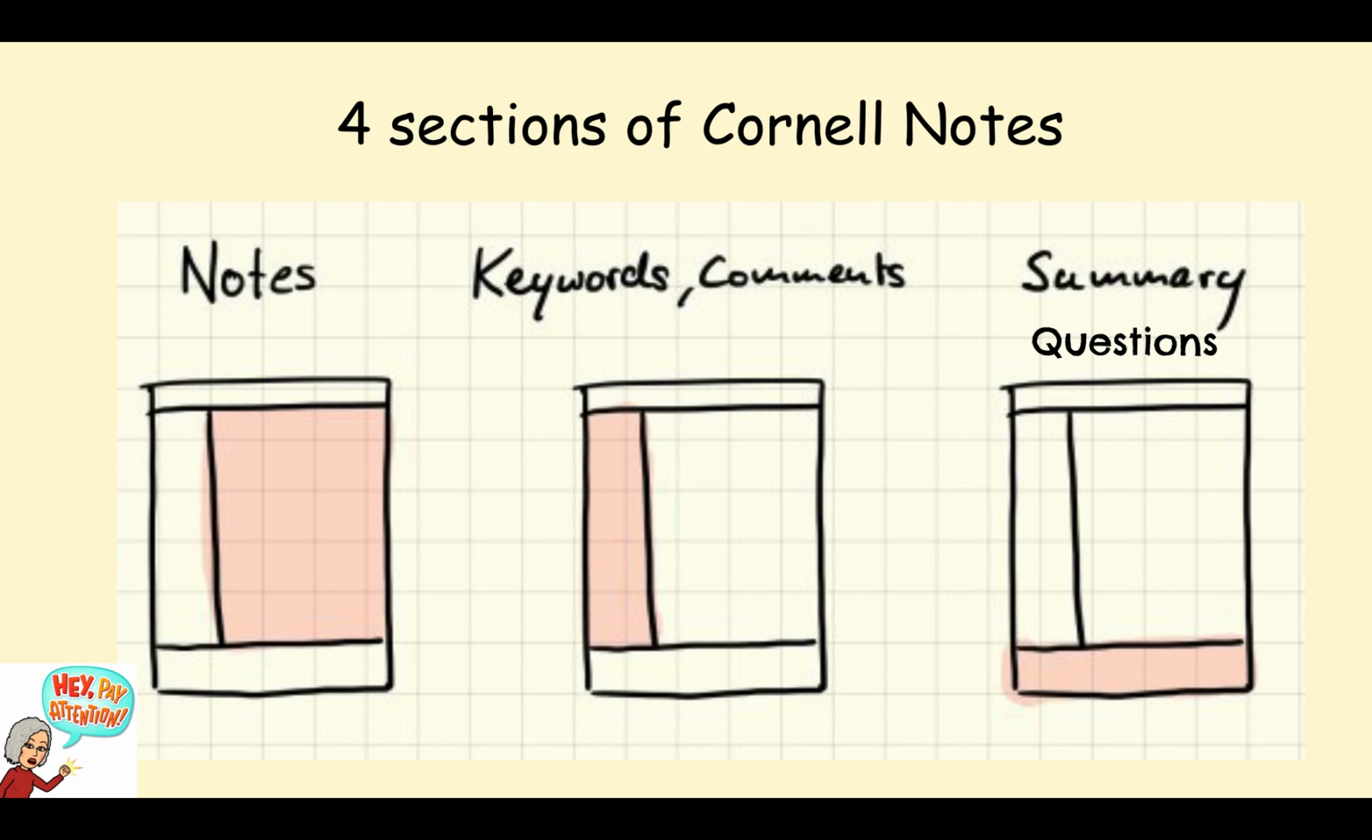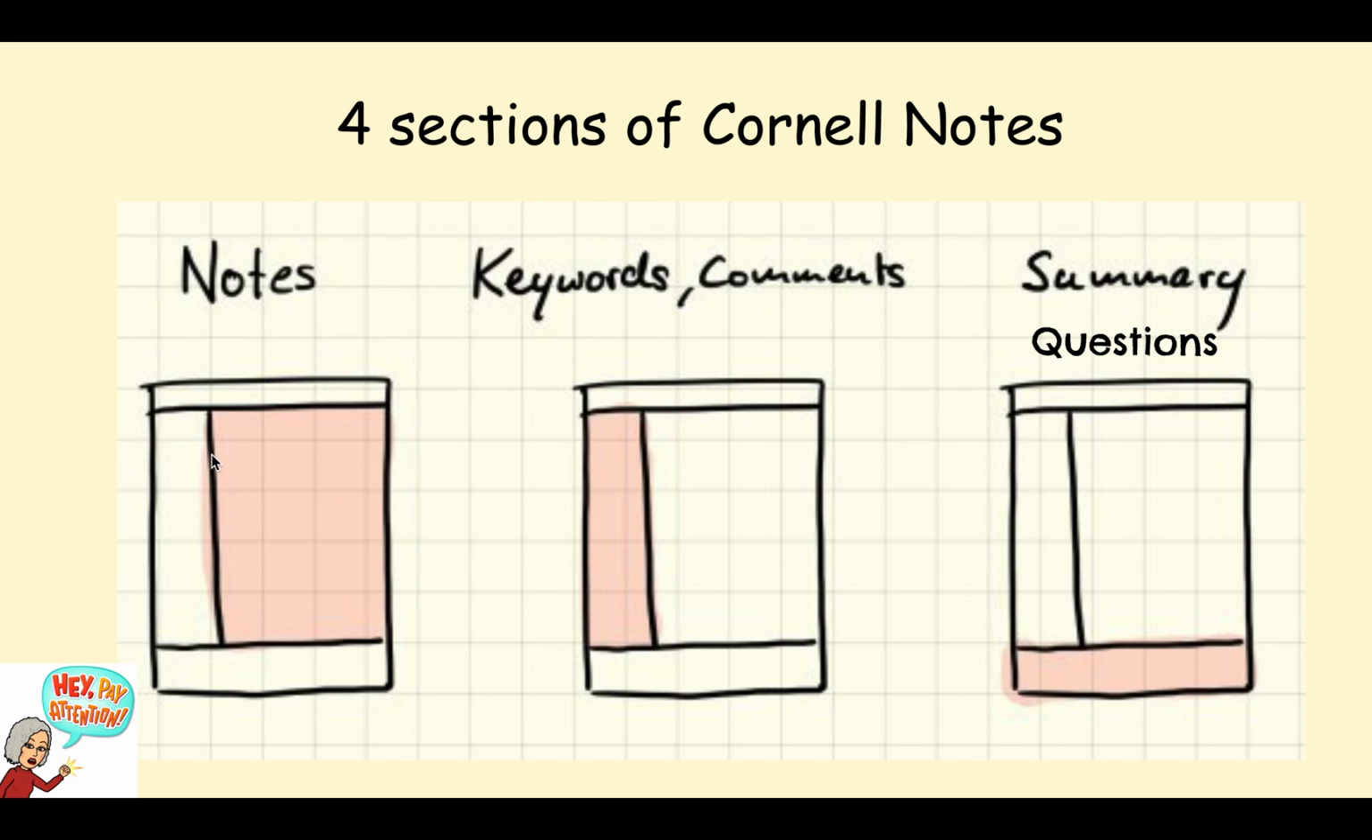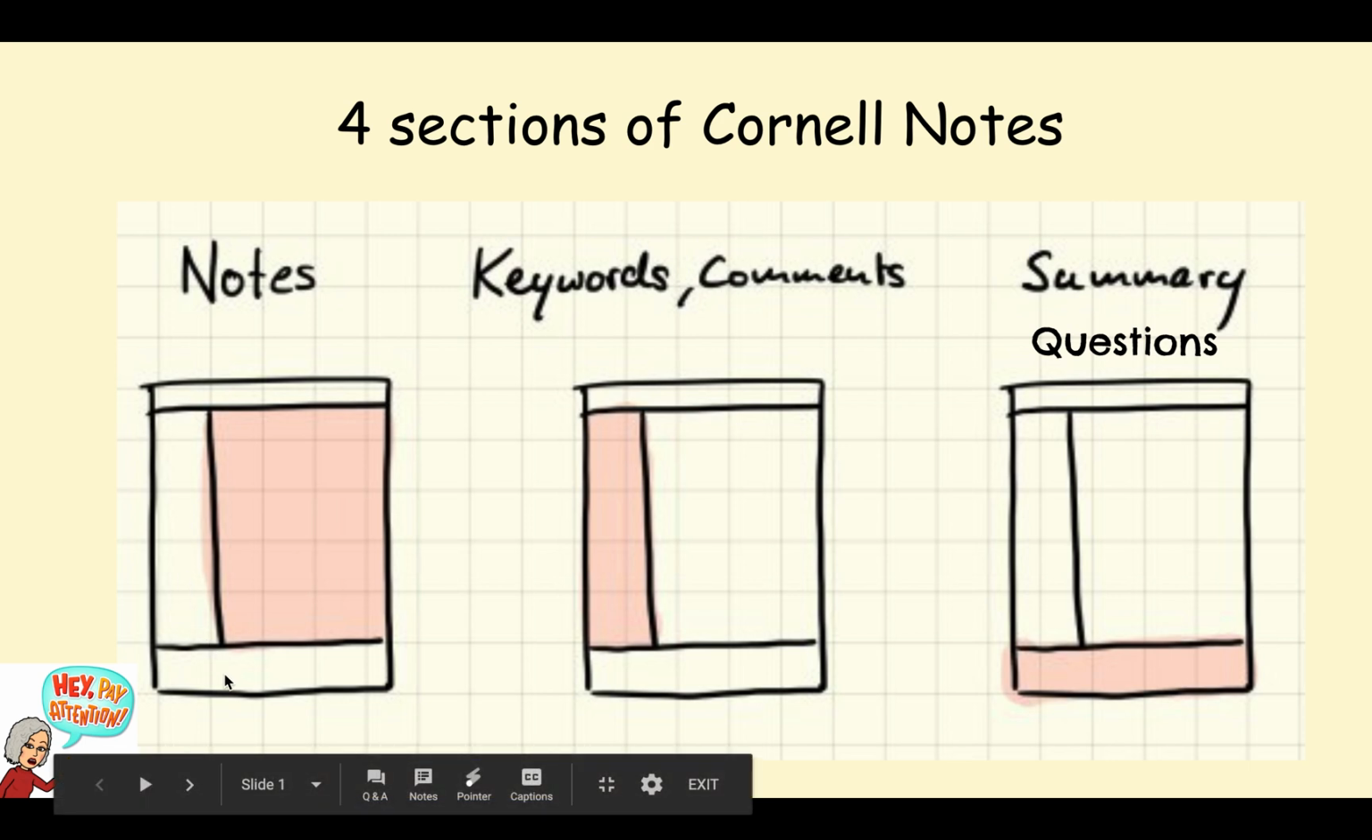Hi everybody, today I want to talk to you about taking notes for your research project. The type of notes we're going to use are called Cornell Notes. And there are 4 sections to Cornell Notes. If this here were a piece of paper, you'll notice there are 4 sections: this top section, this note section, this section for keywords and comments, and then this summary section. So let's look at each of these sections more closely.